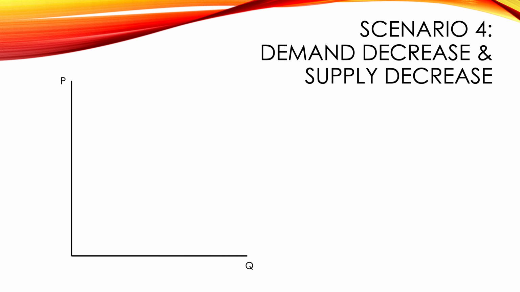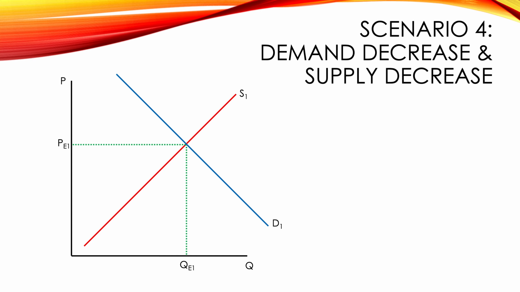Scenario 4. Now both curves are going to shift in the same direction again, but this is going to be a decrease in each one. So we've got our base graph right there, supply 1, demand 1, looking good. Equilibrium's there, love it. Practice drawing these things over and over and over again. You'll get really, really good at it, I promise. Now, demand decrease, that's a shift to the left. Supply decrease, that's a shift to the left.